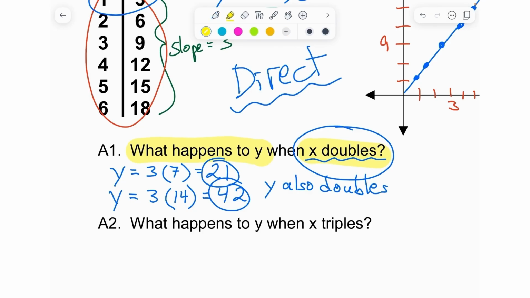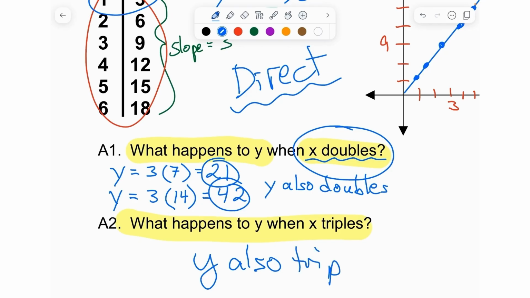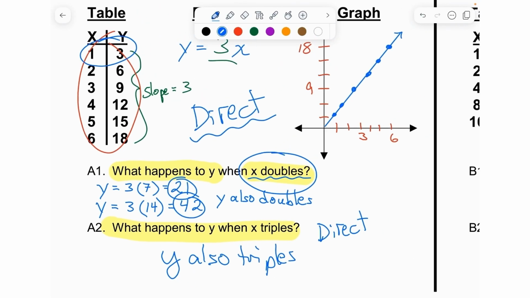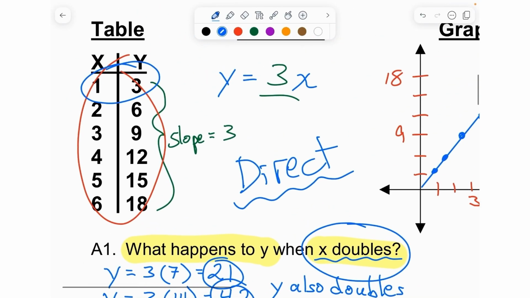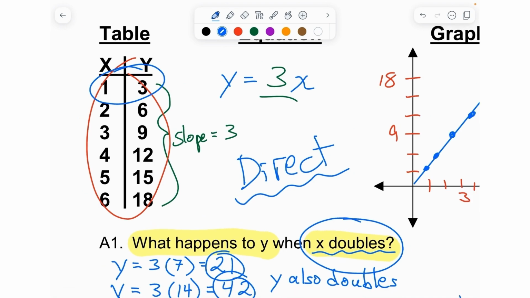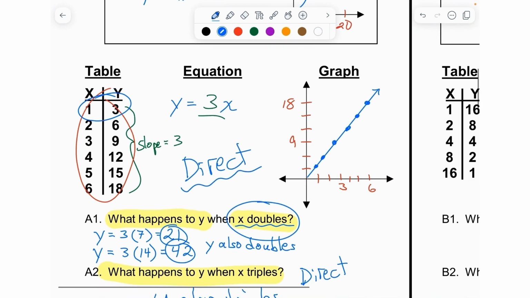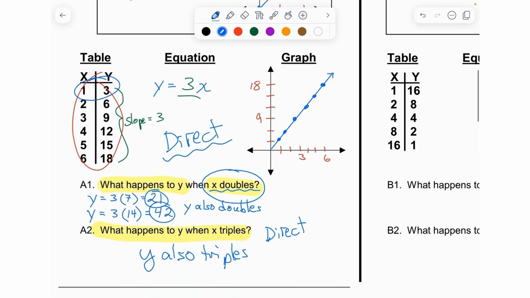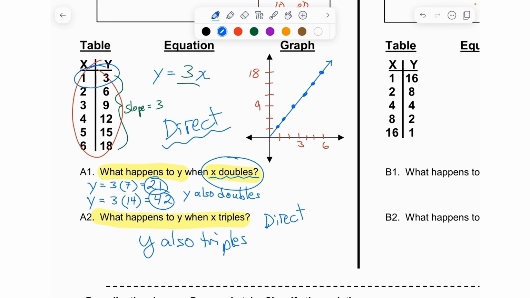So what happens to y when x triples? Are we ready just to say that y also triples? Yeah, I want you to be ready to say that. That's because this is direct variation. Now remember, how did we determine that it was direct variation? Really back from the beginning, from our table. Our table had a slope, our table was a straight line, and when we were able to see those things, we can make pretty quick work of these two little questions.